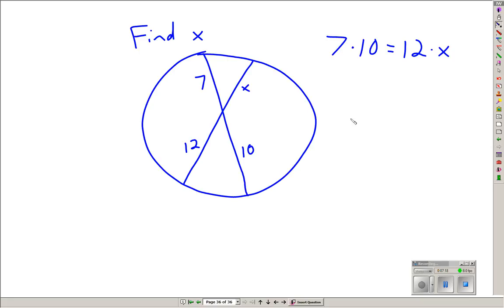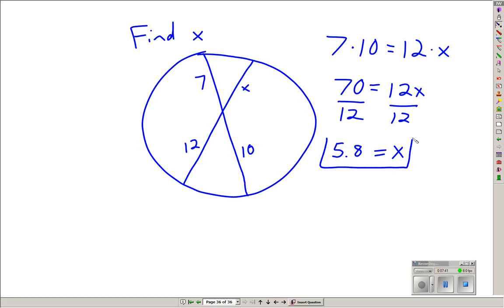And we'll solve for X. 7 times 10 is 70. 12 times X is 12X. Divide both sides by 12. And if you want to go to the nearest tenth, X is about 5.8. So when you have chords that intersect like this, the way they split up, part times part on one equals part times part on the other. And that'll do it.